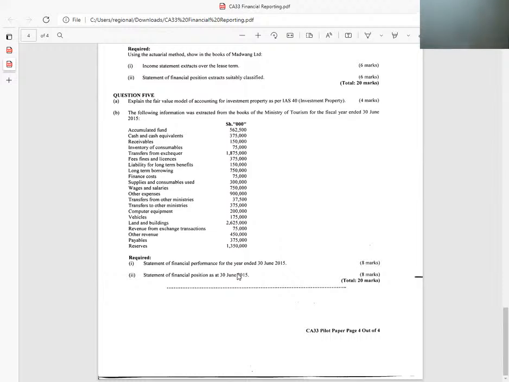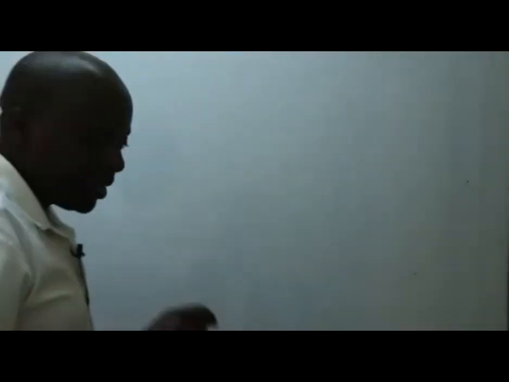So if I get this kind of a question, ladies and gentlemen, what do I need to do? The one thing that I'll be forced to remember is that, number one, when I'm doing the statement of financial position, I normally use the accounting equation. The accounting equation tells us that assets equals what? Who is able to remind us the accounting equation? Assets equals who? Somebody remind me.